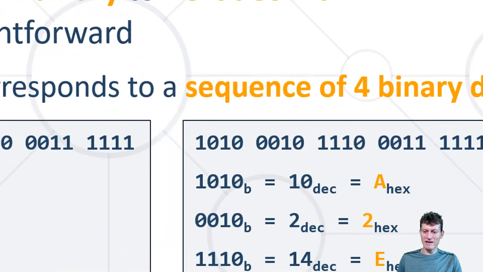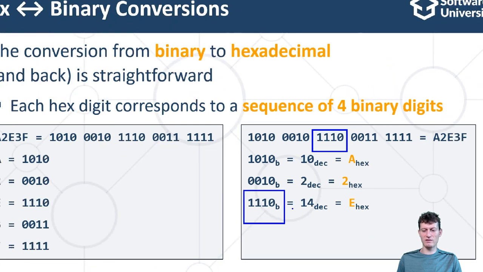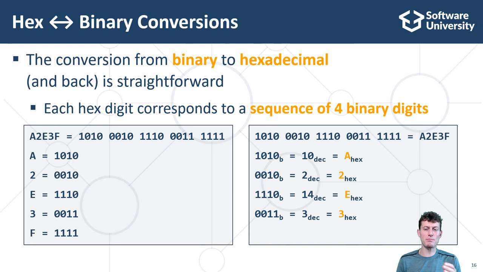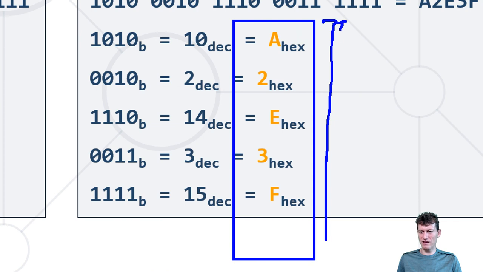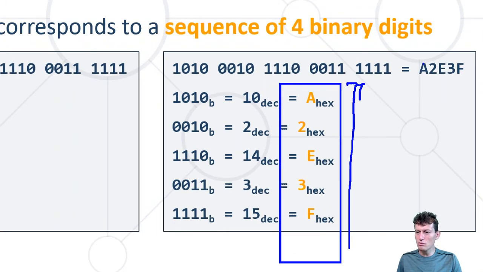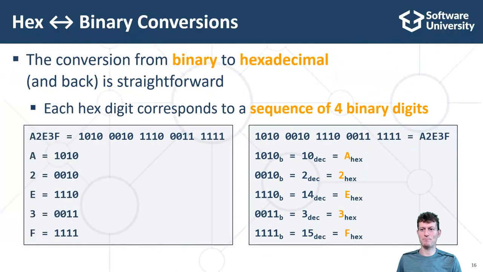1110 is 14 in decimal, which is E in hex. 0011 binary is 3 in decimal and 3 in hex, and 1111 binary is 15 in decimal and F in hex. We append the above hex digits and we get A2E3F. These examples illustrate how straightforward the mapping between hex and binary numbers is. In programming, we use hex numbers for memory addresses, also to represent 8-bit, 16-bit and 32-bit values, and in many situations related to bit sequences and bytes.